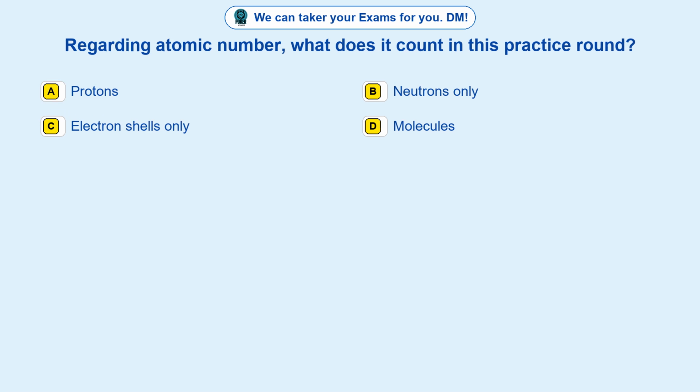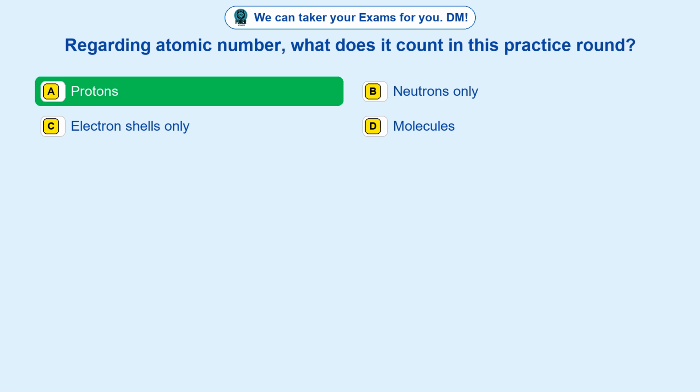Question 31. Regarding atomic number, what does it count in this practice round? Option A, protons. Option B, neutrons only. Option C, electron shells only. Option D, molecules. The correct answer is option A.